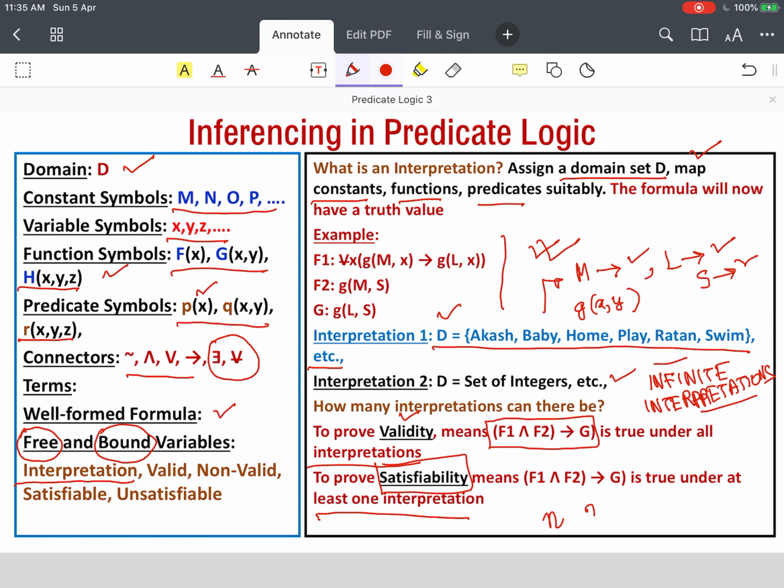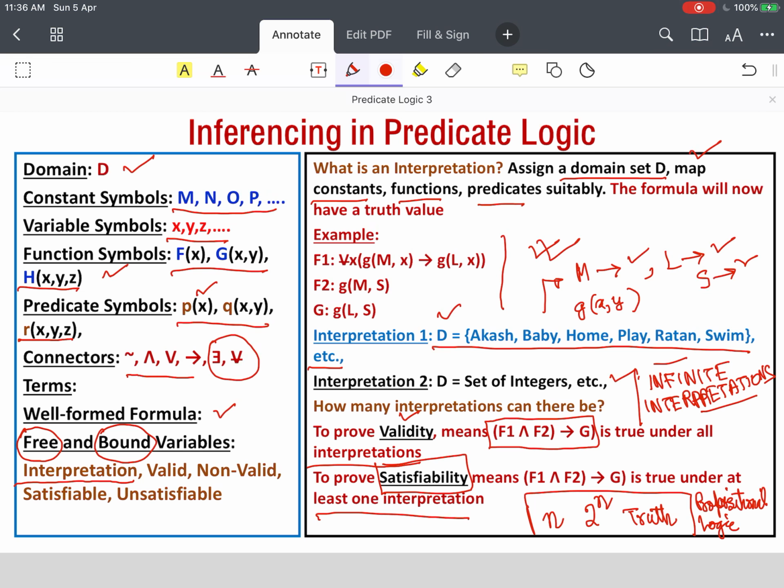Whereas in pure Boolean logic, if there are n variables in propositional logic, there are 2 to the power n interpretations in the truth table. So in propositional logic it is finite. But here in predicate logic, we have an infinite number of interpretations. So how do we solve the problem where we have an infinite number of interpretations?